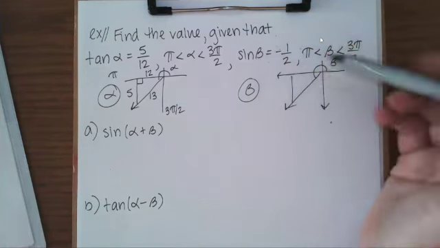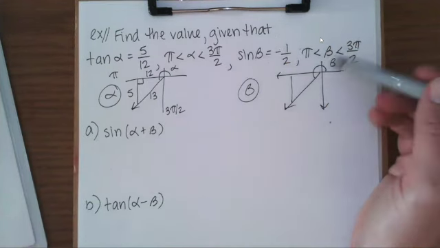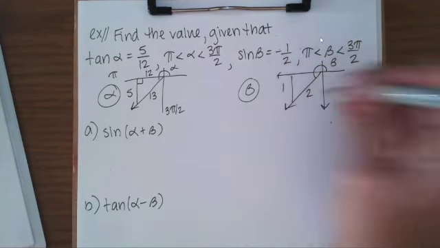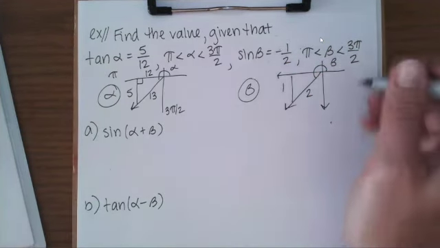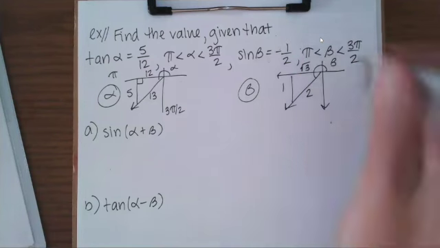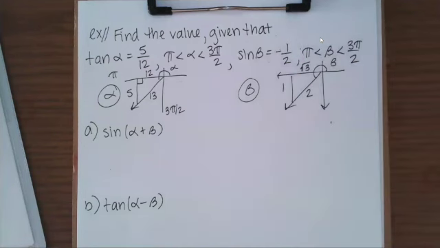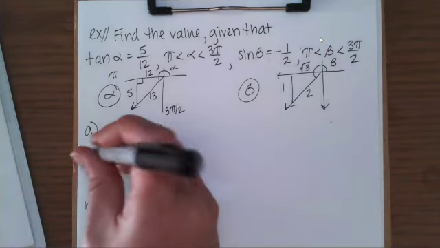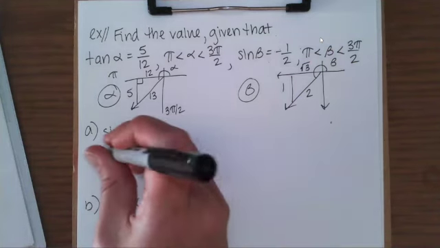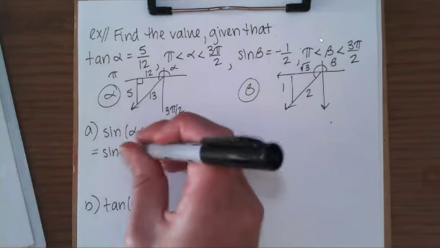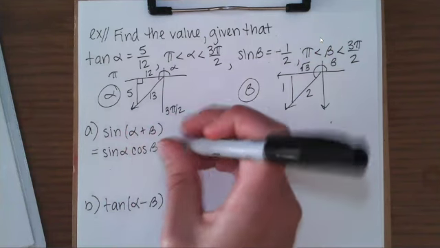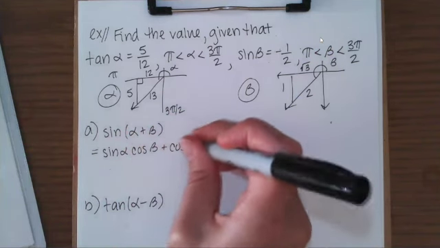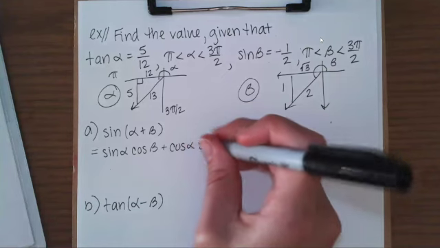And here we're told that sine of beta is 1/2. So sine is opposite over hypotenuse. Using the Pythagorean theorem, we're recognizing this triangle. We get that the third side is √3. Okay, so sine of alpha plus beta, in order to answer this, we use our formula sheet. Our formula sheet says that this is equal to sine of alpha times cosine of beta plus cosine alpha times sine of beta.